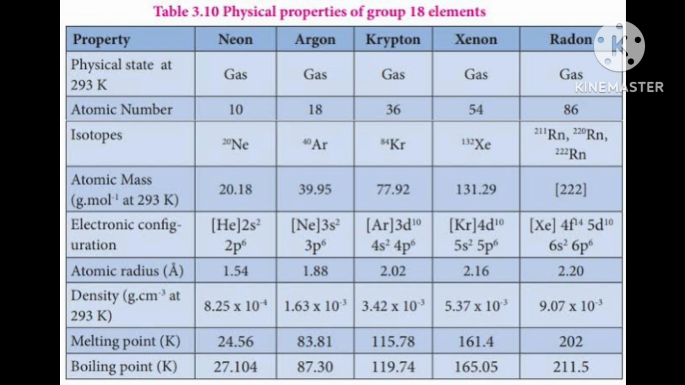They have very low melting and boiling points, already I discussed. Why it is less, I am telling you: because the only type of interatomic interaction in these elements is weak dispersion forces. Only dispersion forces are working among gaseous molecules of noble gases. That's why melting and boiling points are less, because only weak dispersion forces are working.